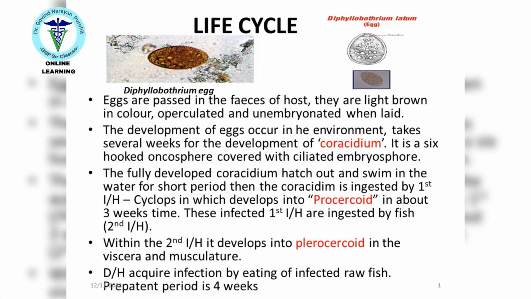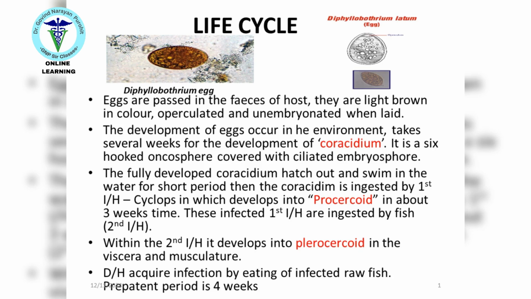The life cycle of Diphyllobothrium latum begins when eggs are passed in the feces of the host. These eggs are light brown, unembryonated, and have an operculum. In the environment, the eggs develop into coracidium, a six-hooked oncosphere with a ciliated embryophore. The coracidium hatches and swims in the water, where it is ingested by the first intermediate host, typically a cyclops.